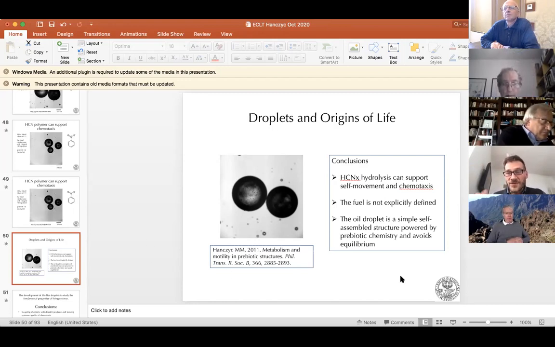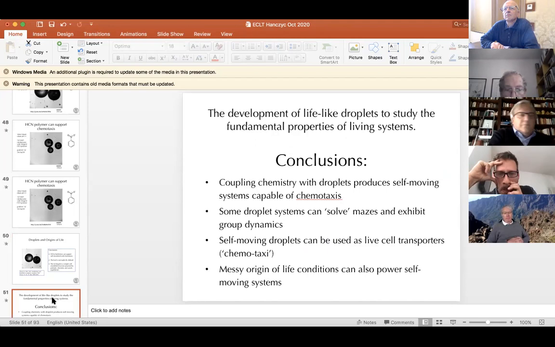And so again, if you believe me that having this self-moving system that is going towards equilibrium but is able to move away from its products, this is a simple way that even a primitive system could avoid equilibrium for a certain amount of time by moving to a fresh environment. Okay, so here are just some conclusions.